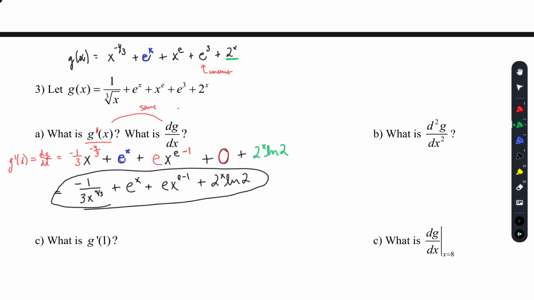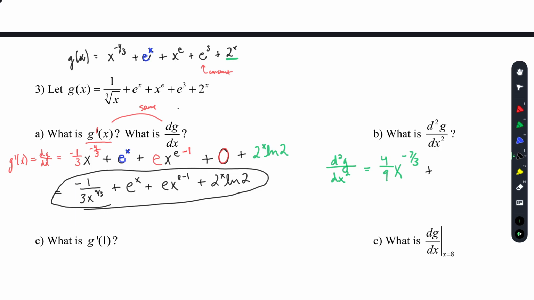Okay, so now we're going to do the second derivative. What color am I feeling? Green. Okay, so what does that mean? I'm going to bring down the negative 4/3. So that's going to be 4/9, because negative 1/3 times 4/3 is 4/9. X to the negative, what would that be? 7/3. Okay, so bring it down, multiply it, and subtract 1.